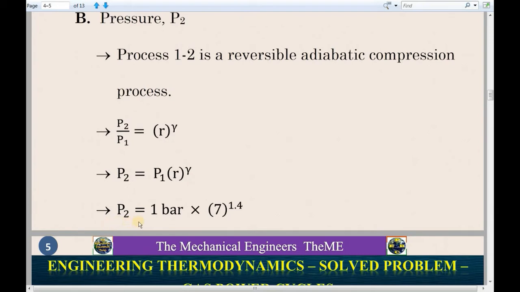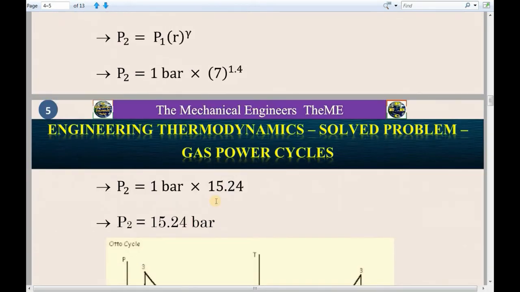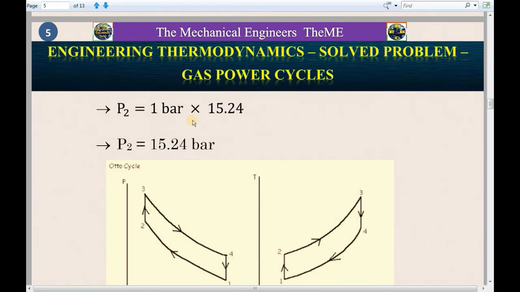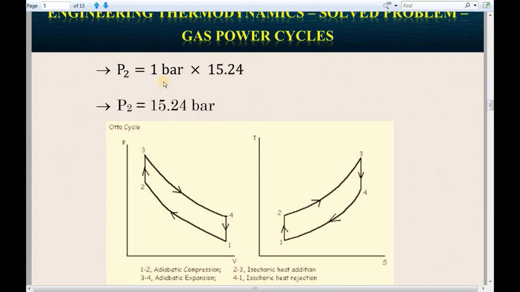We get P2 is equal to 1 bar into 7 to the power of 1.4. Here 7 to the power of 1.4 is 15.24. So the next step will be P2 is equal to 1 bar into 15.24. In this RHS, 1 bar into 15.24 is 15.24 bar. So the next step will be P2 is equal to 15.24 bar, which means the pressure value at the end of adiabatic compression process 1 to 2 is 15.24 bar.